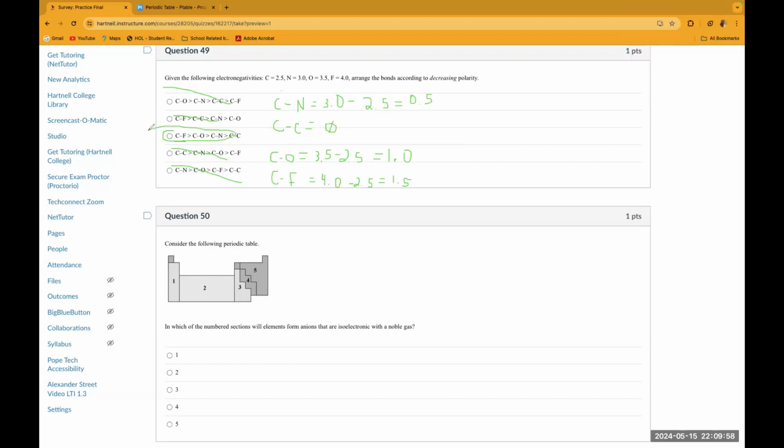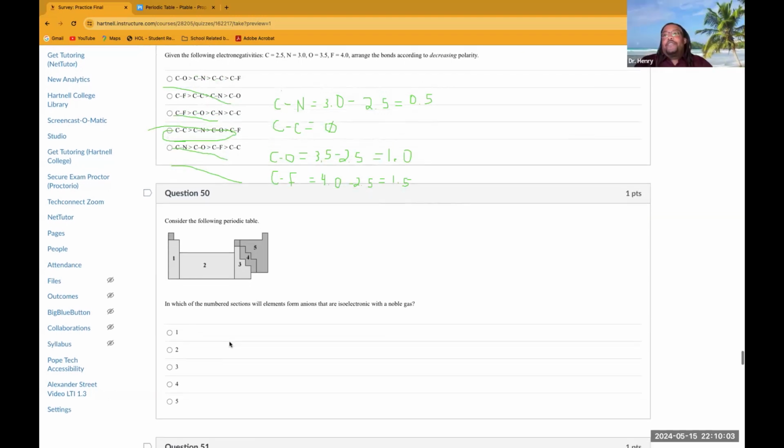All right, for 50, I know this one. You know this? Okay, yeah. 50 for the goal. What is it? It should be 5. Okay, 5. A noble gas. Okay. Do you guys agree?